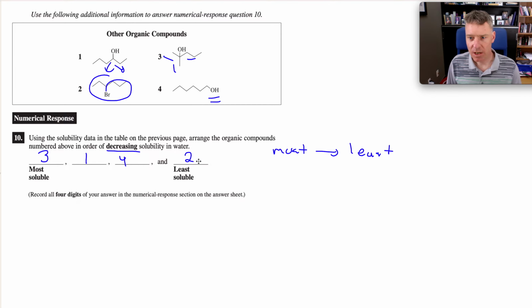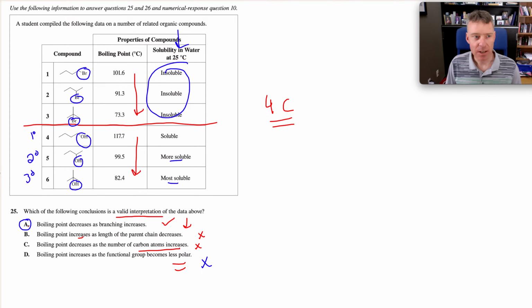So you're not using knowledge that you've learned from your teacher. This is, can you take some data and interpret it? So these are the type of outcomes that aren't specific to organic. You should be able to interpret data within Chem 30 from any unit.